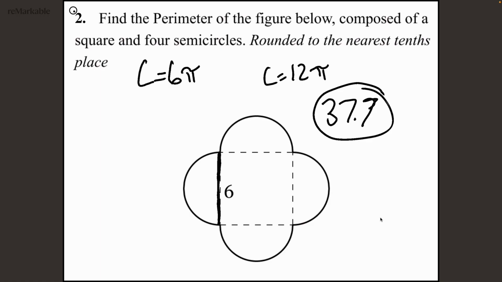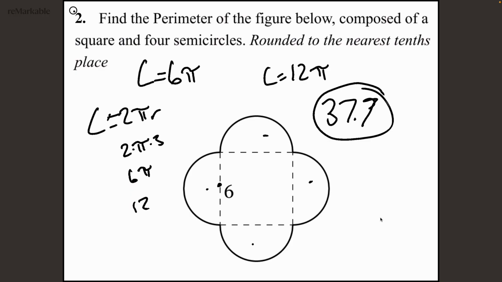I got 37.7. You would set it up as 2 pi r. The diameter, this whole length, is 6, so the radius would be 3. Divide by 2. So it would be 2 times pi times 3. Well, 2 times 3 is 6, and that's the whole circle, because we would have to divide it by 2 if it was a semicircle. Since there's 4 semicircles, that makes 2 full circles, so then we'll just times the 6 by 2 to get 12 pi.